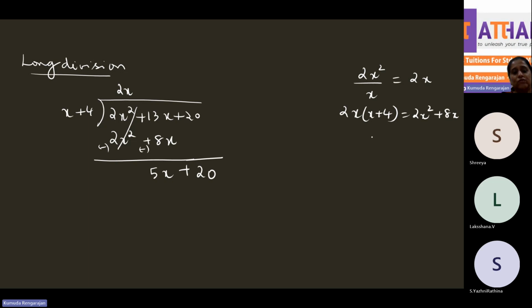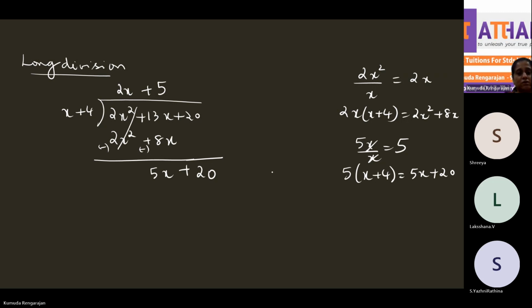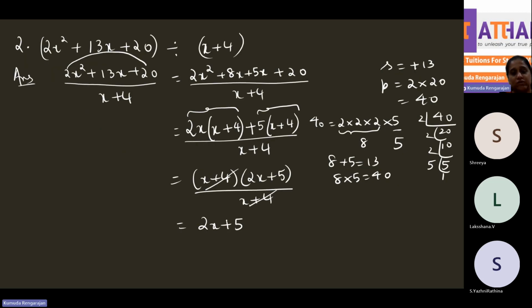Now the next term. To find the second term in the quotient, we need to divide 5x by x. 5. So plus 5 is the second term in the quotient. Now we need to multiply 5 with x plus 4. 5 into x is 5x plus 5 into 4, 20. So 5x plus 20. Change the signs. 0. So that's what we got here also. 2x plus 5.